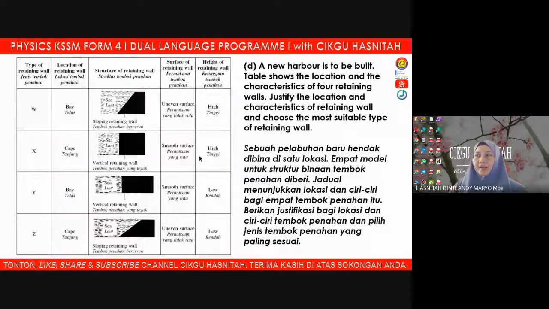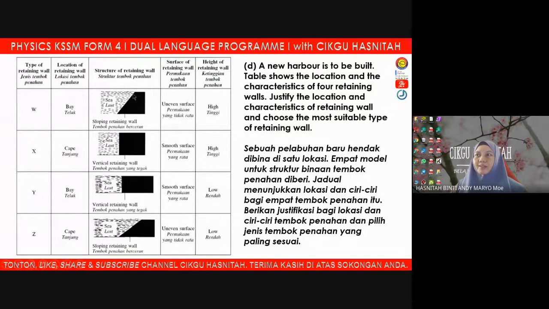The last one, we leave it as your homework. Can? We try to think of the answer. They give you W, X, Y, and Z with these characteristics for you to choose. Which one is the best retaining wall to build a new harbor? It shows the location and characteristics of 4 retaining walls. You have to justify the location. Either we have to build it at the bay or at the cape. Which one is a suitable place to build? And then the structure. Must the wall be a sloping retaining wall or a vertical retaining wall?